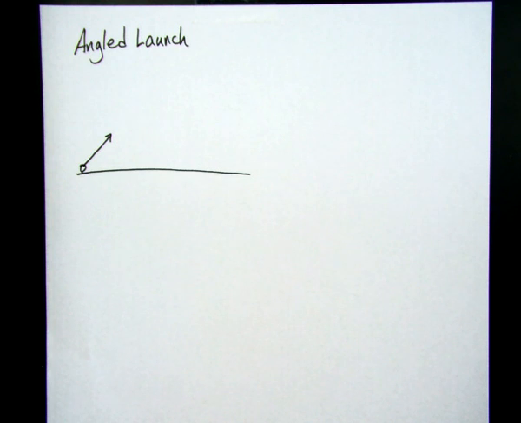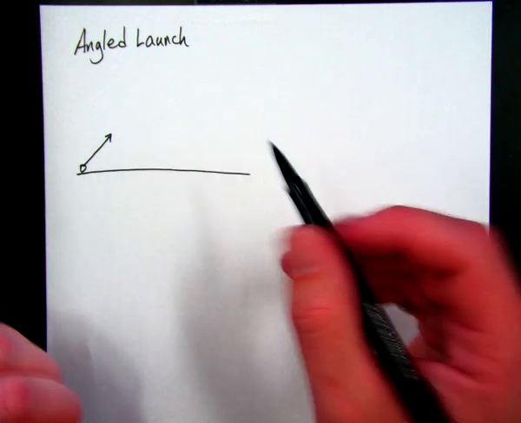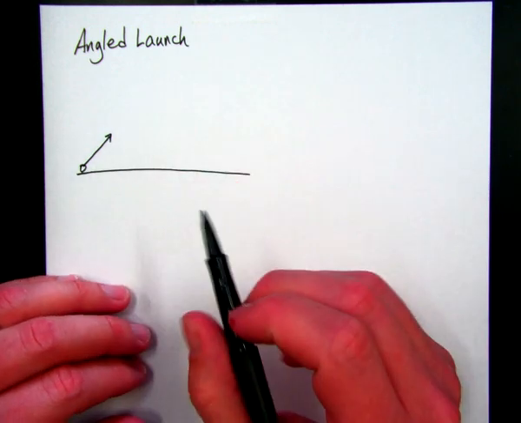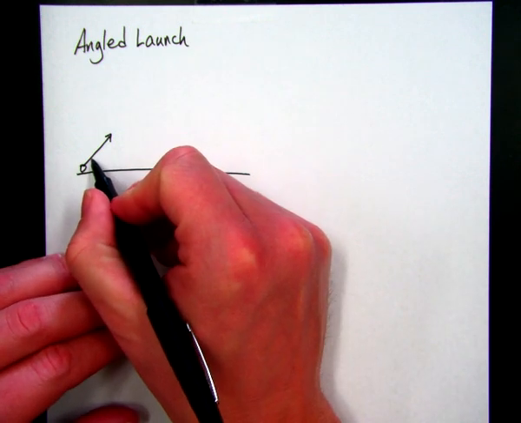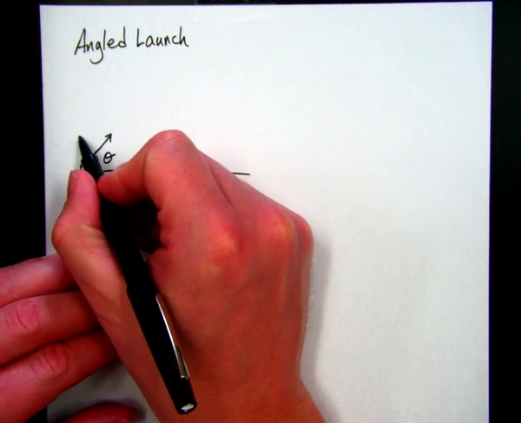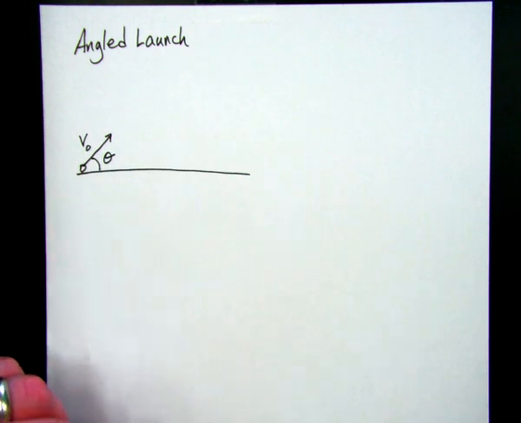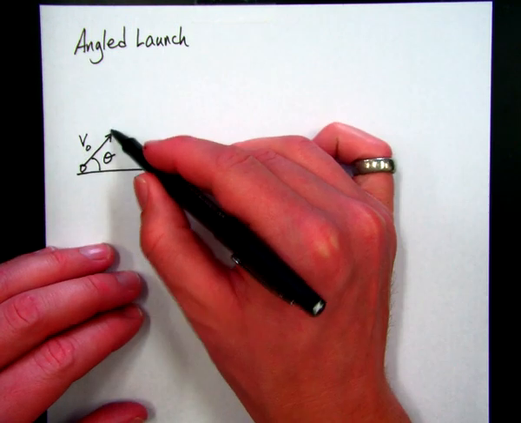In this video, we're going to learn how to solve a projectile problem where an object is launched at some angle off the ground and it's going to land back on the ground somewhere. We can call this angle theta, and we can call this velocity v naught, the initial velocity, and we know it's going to fly somewhere and then land.